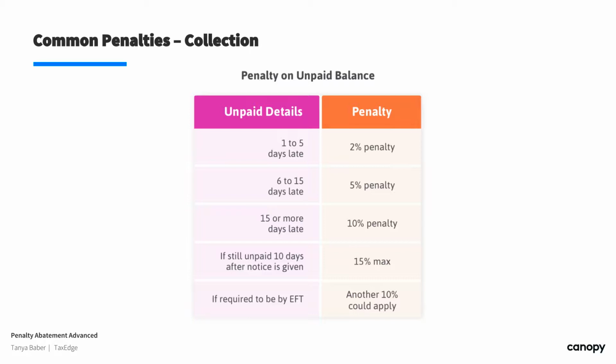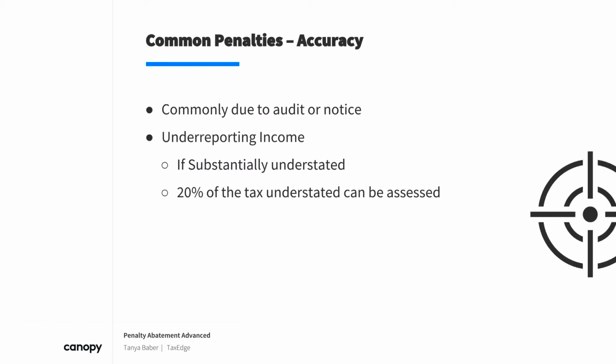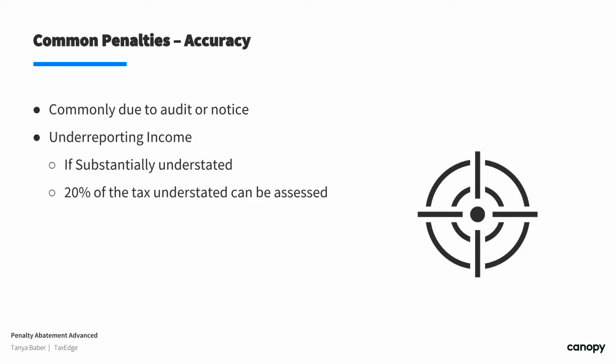Another type of penalty, we're looking now at the accuracy ones. These come more out of the exam arena. It's commonly due to an audit or notice or something along those lines. There is underreporting of income. If it's substantially understated, 20% of the tax that is understated can be assessed. So if they understate by a large sum of money, 20% of that amount gets assessed as an accuracy penalty.